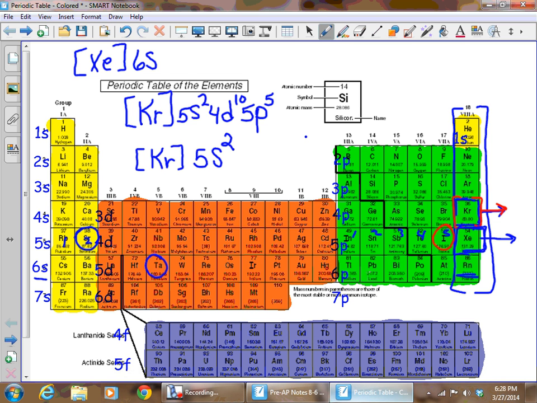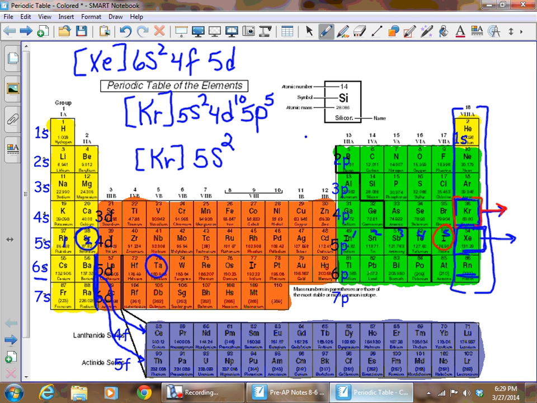After 6s, please don't forget that you need to draw that early line, one element is a little bit short, and remind yourself that the 6s goes down to 4f before it comes back and picks up 5d, and that the 7s would go down to the 5f before coming back up and picking up 6d. So after 6s, we're going to have 4f, and then our 5d.